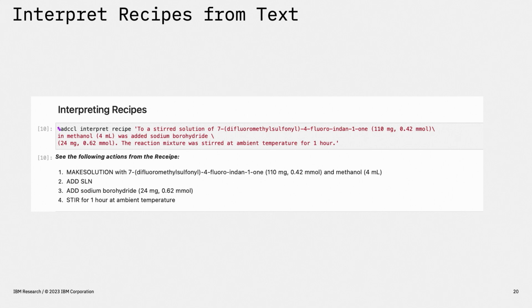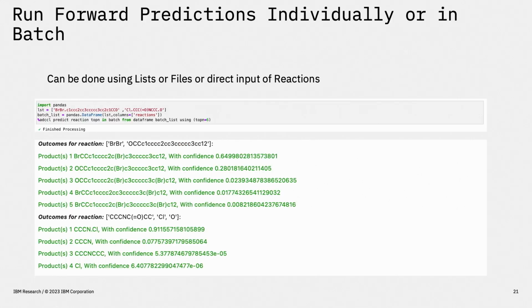Oh, by the way, part of the synthesis path output is the recipe. So stir this many times, this much in this situation, because, hey, humans make this stuff too. We don't always have a robot around to do it for us. And then we have forward prediction for batch and a variety of other scenarios.